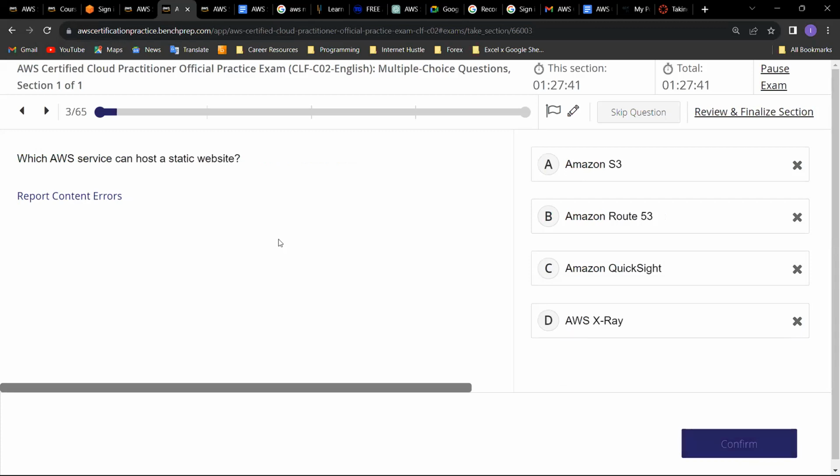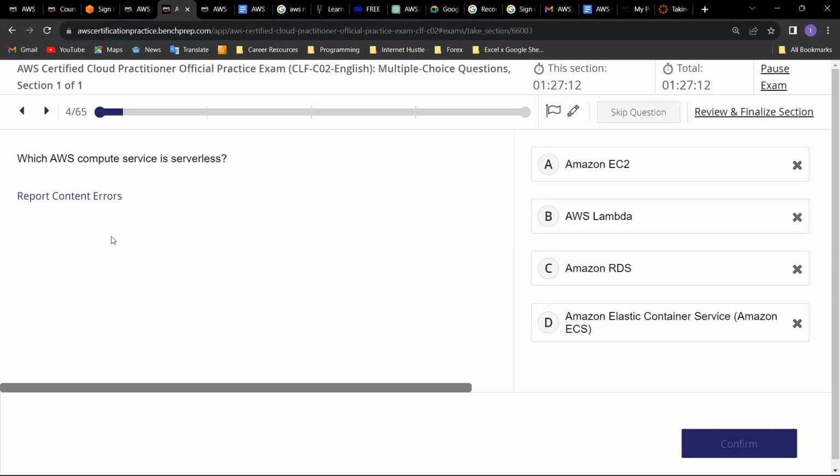Which AWS service can host a static website? This one is also worth one price. So A is the majority. All right.